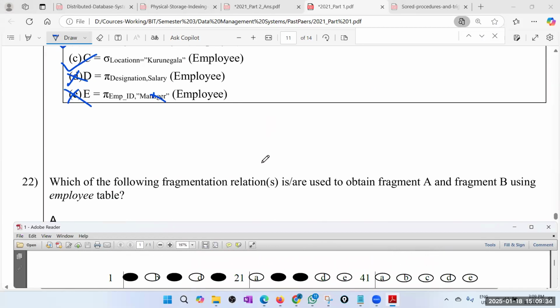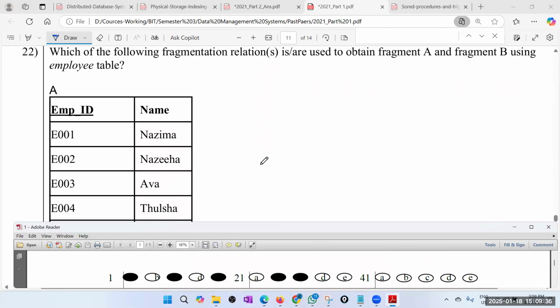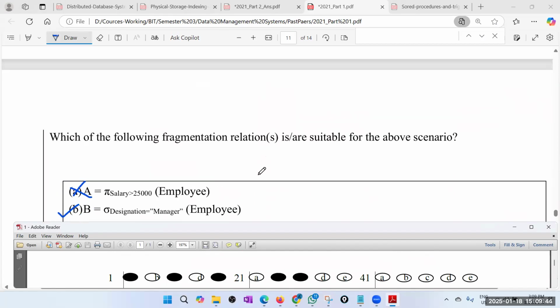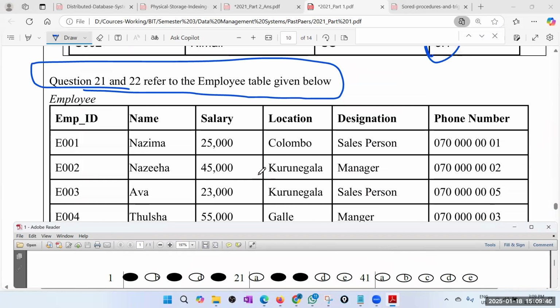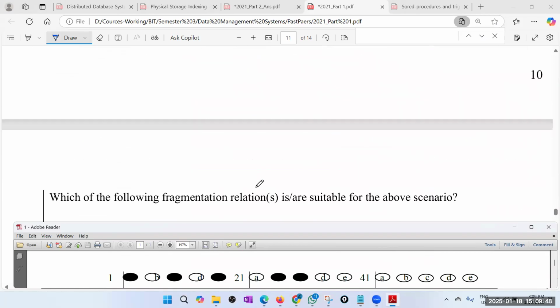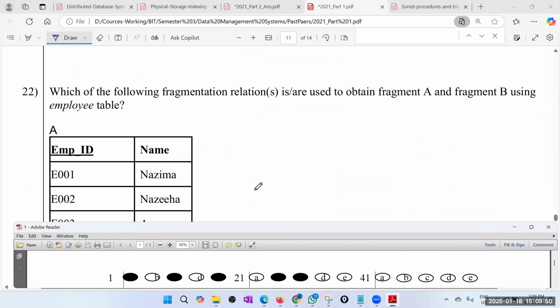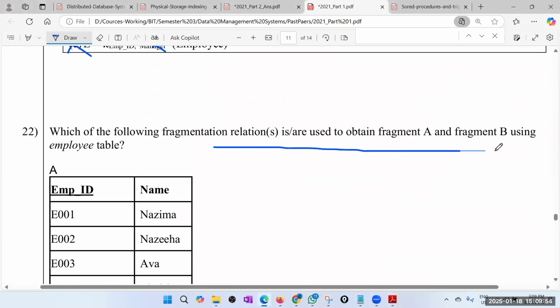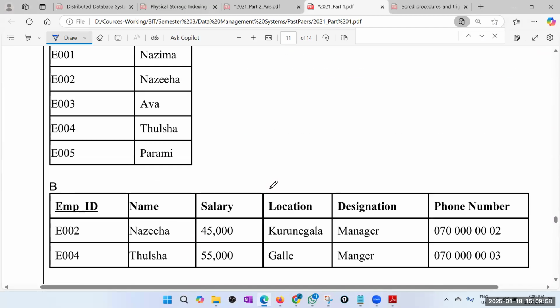Yes, B and C. Question 22: Which of the following fragmentation relations are used to obtain fragment A and B in the employee table? Is it related to the previous one? Yes, 21 and 22 are both related to that.